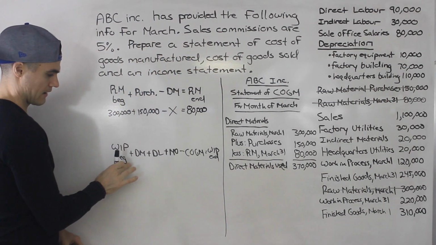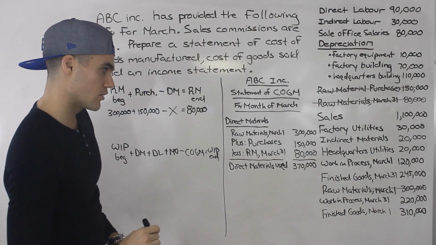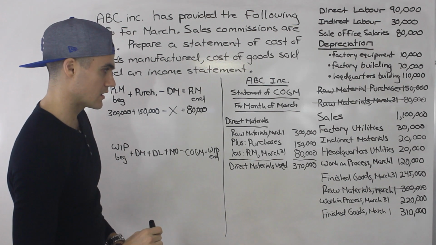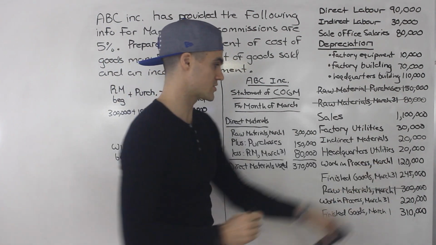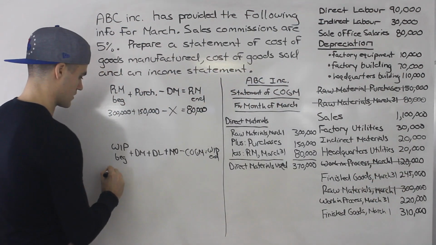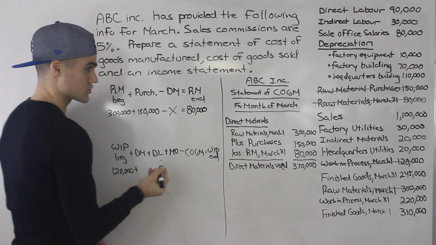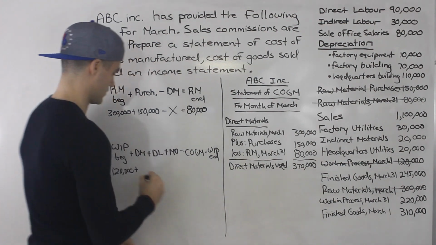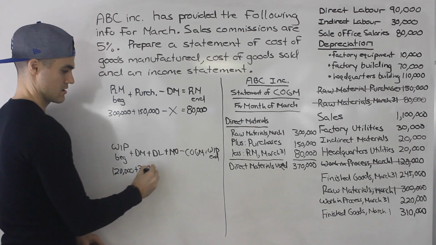So now we have the work in process at the beginning. Let's write that out over here. The work in process at the beginning is where? That's over here. The work in process at March 1st. So that's 120,000. So that's going to go here. We got our direct materials used, which we already know. That's 370. I'll just write 370K here.